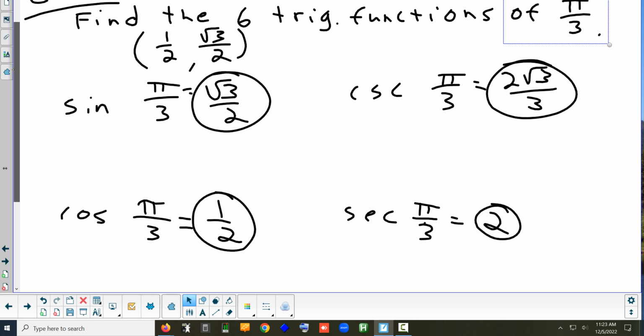I actually don't use the coordinates. I use special right triangles. Yeah, there are different ways to think about it and organize it in your head. But as long as you've got a way to get it, that's what's important.